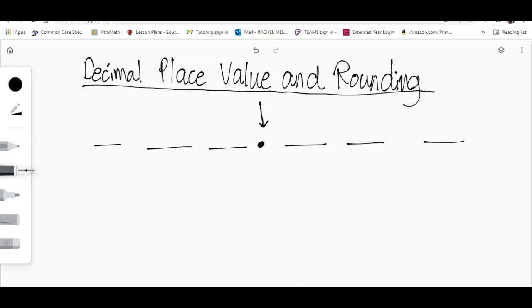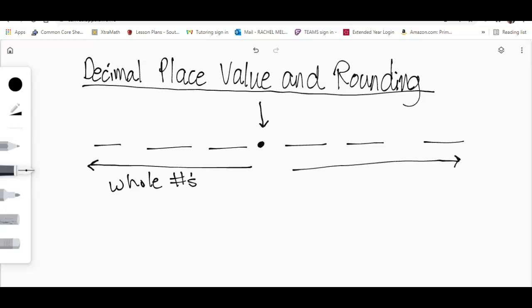Remember, anything to the left of a decimal is whole numbers, and anything to the right of a decimal is our decimal place values. If my whole number is here, then on this side, this would be my ones, my tens, and my hundreds. Now remember, there's no such thing as oneths.